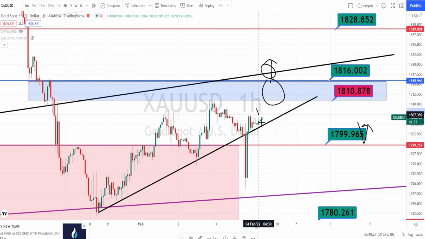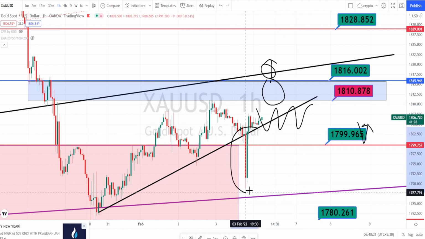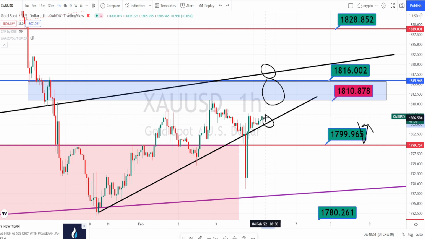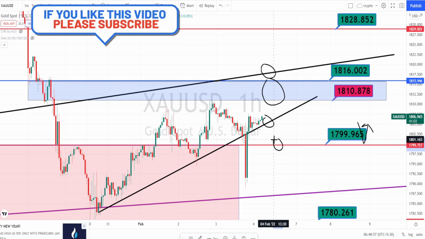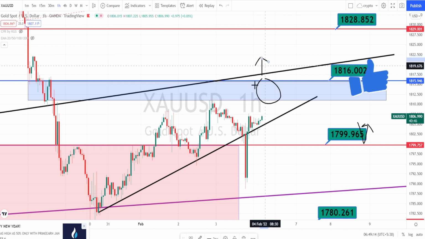Until then, we can expect a sideways market to continue, and we have also seen a sign that the price action wants to retrace to this trend line from the higher time frame. So we can expect the price action to breach this trend line or the support line and also this support level of 1799 and go on a bearish side trade. But again, if the price action breaches these resistance levels, we can expect the bullish trend to continue.